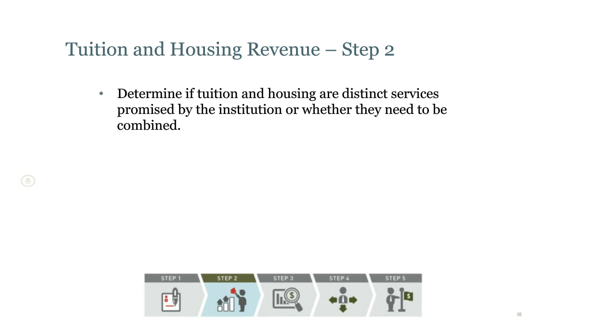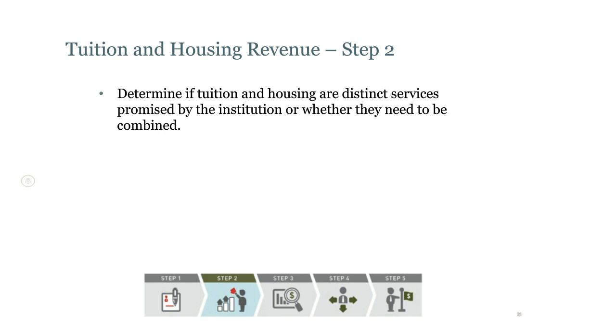Those criteria are if the contracts are negotiated as a package with a single commercial objective, or the amount of consideration paid in one contract depends on the price or performance of another contract, or the services promised in the contracts are a single performance obligation. Then you can combine the contracts. If none of those criteria are met, then the tuition and housing would be treated as separate contracts. And so FINREC believes that more often than not, tuition and housing would be separate services with performance obligations and thus pulled apart and accounted for separately.